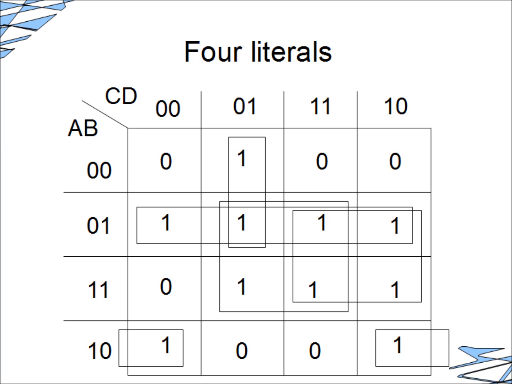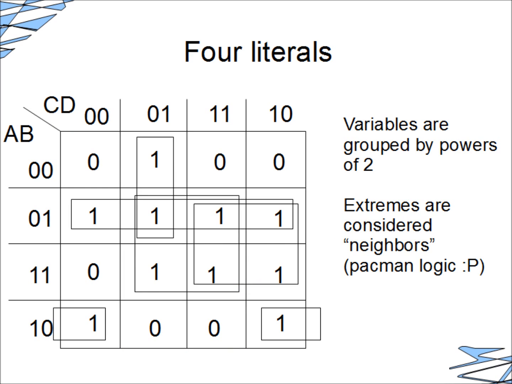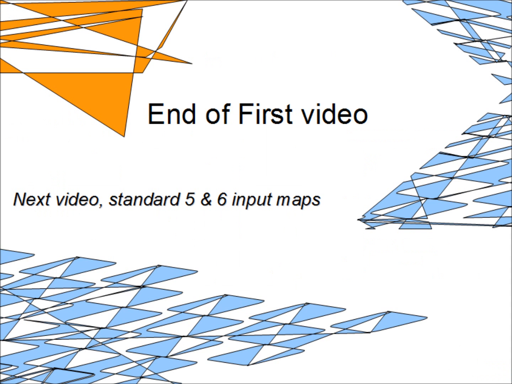I like to think of this as Pac-Man logic. You go out the left and you come out the right. You go out the top and you come out at the bottom, and it's a kind of strange thing. I like that. So variables are grouped by powers of 2. Extremes are considered neighbors.